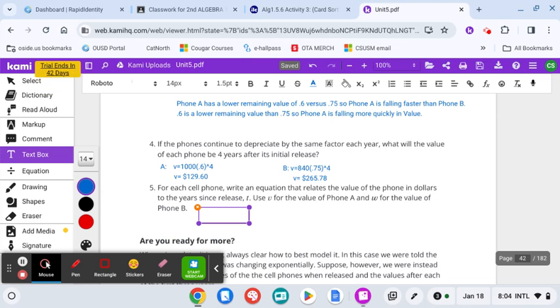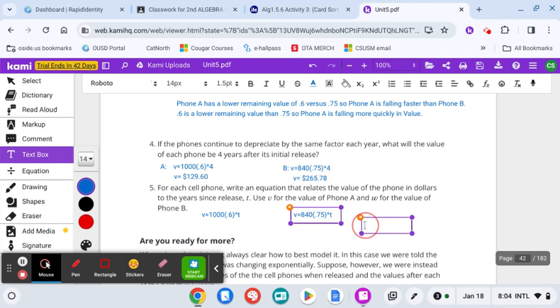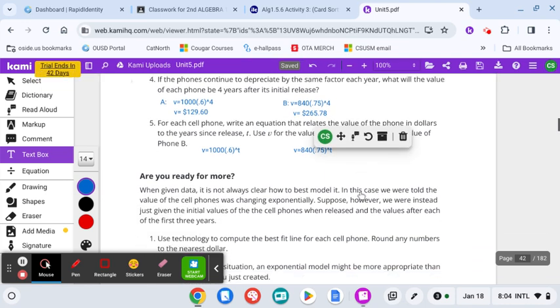Now it wants the full equation. So we already wrote it in the step before where we're just going to, instead of using a power of 4, we're going to put it for all time t. And so we write V equals 1,000, 0.6 as the factor, power of t. That's phone A. Phone B, V equals 840, factor of 0.75 to the power of all time t. You may have already had that answer written under number 4.